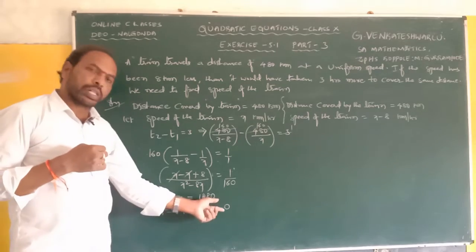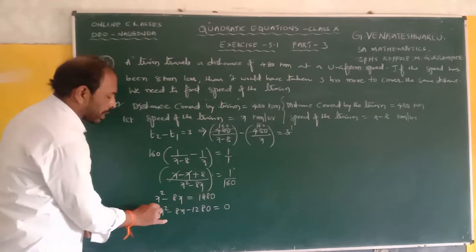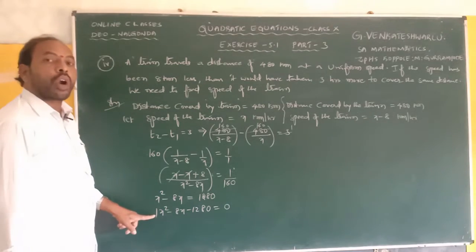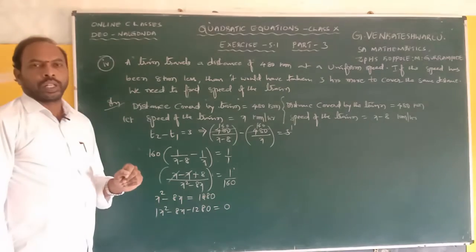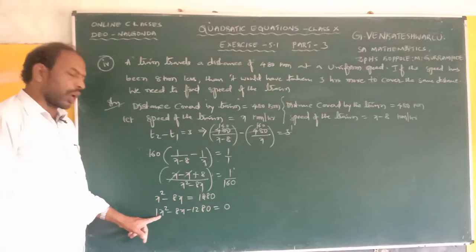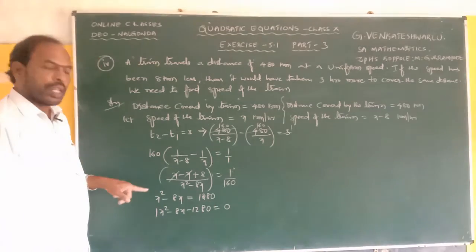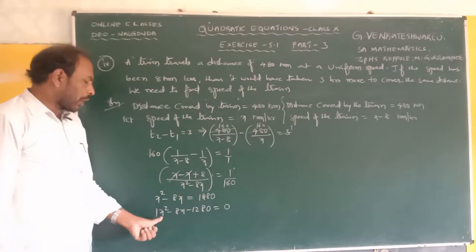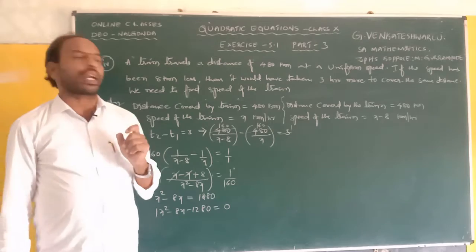In this quadratic equation, it is a second degree equation, and the coefficient of x square is not equal to 0. That's why it is a quadratic equation: a second degree equation which contains a single variable, and the coefficient of x square is not equal to 0. Also, since the coefficient of x square is 1, it is easy to resolve into factors.